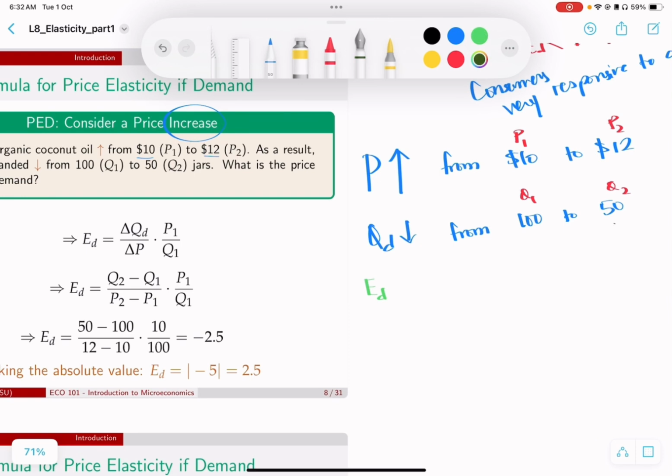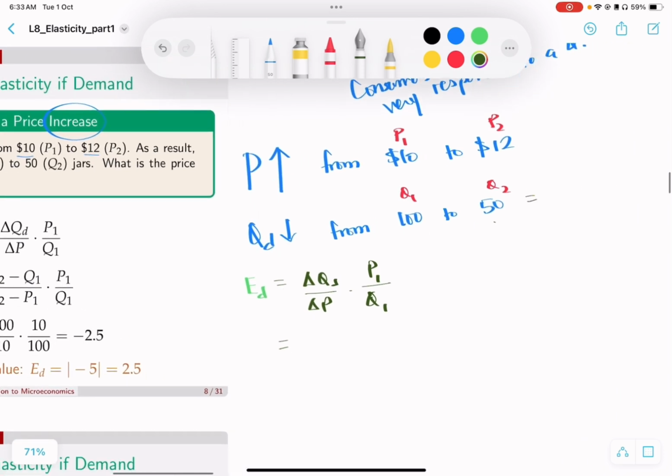Elasticity of demand, remember, is change in quantity demanded due to a change in price times original price over original quantity demanded. Okay, so change in quantity demanded, well, change in quantity demanded is Q2 minus Q1. So Q2 here is 50, Q1 is 100. So actually you're going to get a negative sign, minus 50. Let's just plug it in here. This is minus 50. What about the change in price? Change in price again is P2 minus P1. So this will be 12 minus 10. So that is going to be 2.